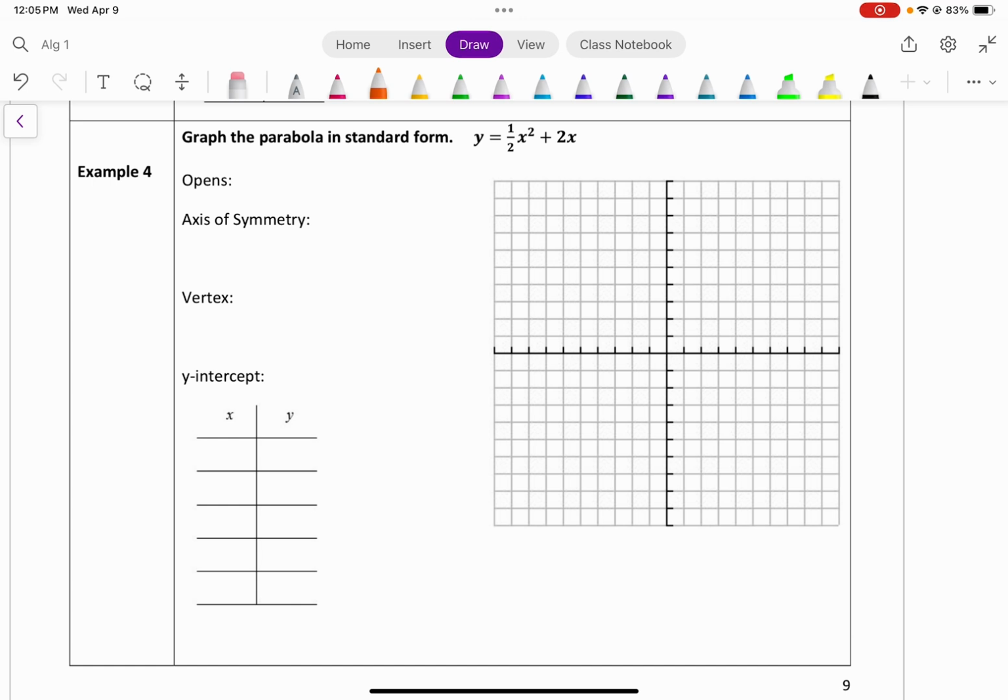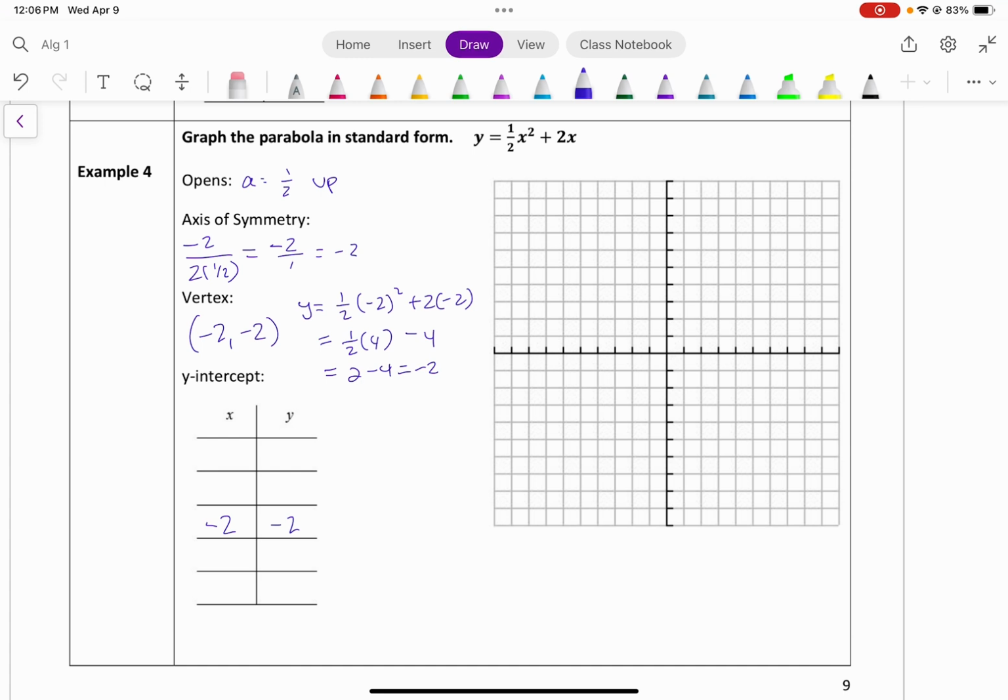Okay, so a is a positive half. This opens up. My axis of symmetry is negative 2 over 1, which is just negative 2. I can substitute that in to figure out that when x is negative 2, y is going to be, let's see, half of 4 minus 4. Half of 4 is 2, minus 4 is negative 2. So our vertex is (-2, -2). I'm going to graph that real quick. Negative 2 is right here. And then jot down my axis of symmetry.